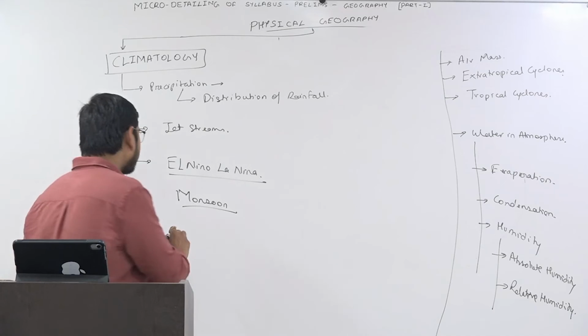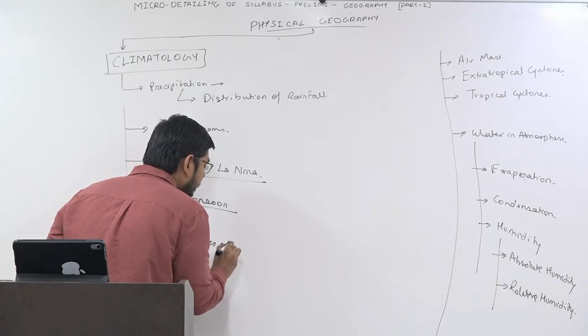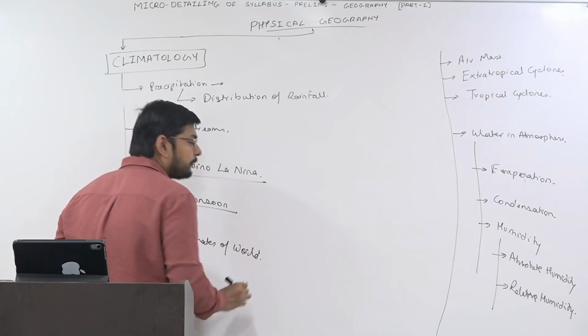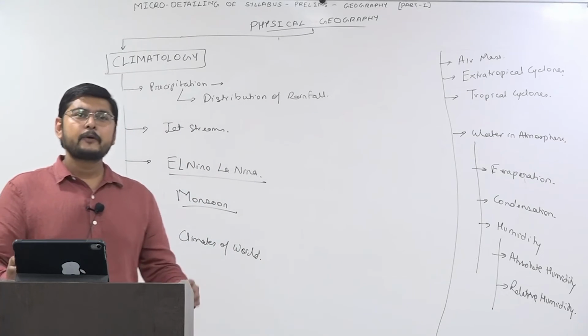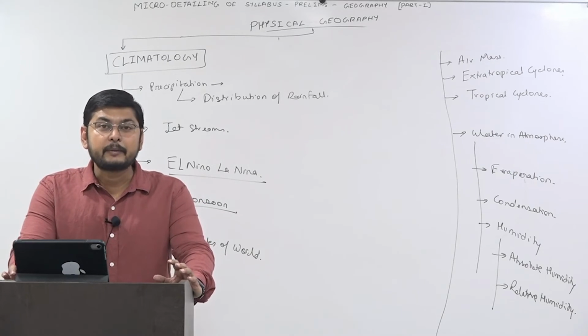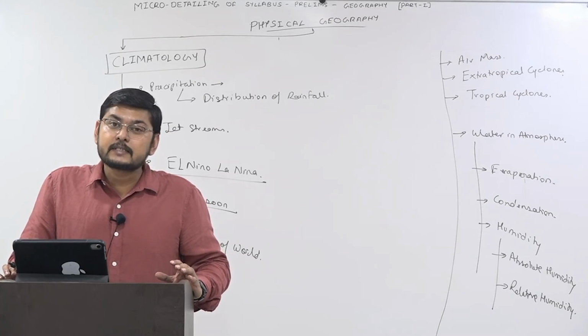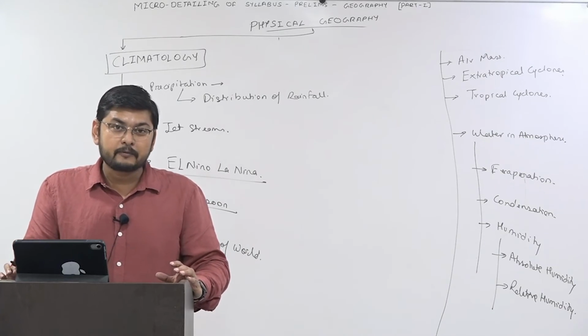After that, we'll be looking at the different climates of the world. For example, the equatorial region has one type of climate throughout the world, the equatorial type of climate. In the tropical zone, we have three different types of climates. First, we have the monsoon type of climate.